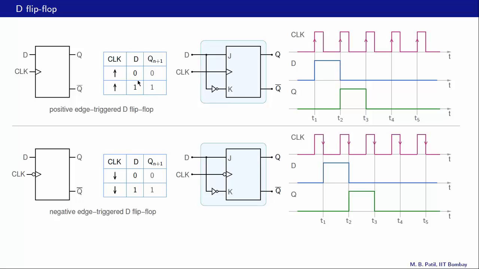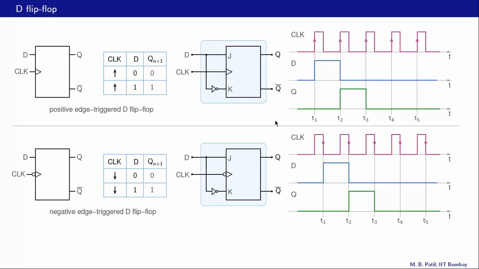So if D is 0, Qn plus 1 is 0. If D is 1, Qn plus 1 is 1. And the same table is also valid for this negative edge triggered D flip-flop, except of course for the active edge, which is a negative transition now.